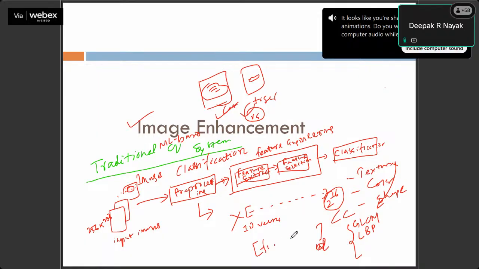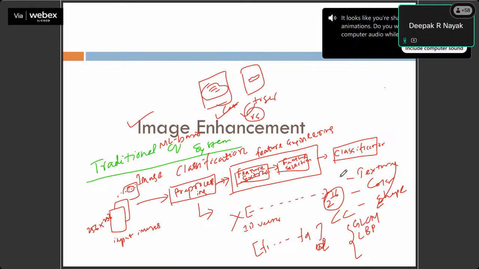That is feature 1 to feature D, where D is very, very much less than 2 to the power 16. This could be 100, this could be 200, sometimes 1000 also, right? So it's a very small number compared to 2 to the power 16. Let's say you've extracted 100 features using different feature extraction techniques.